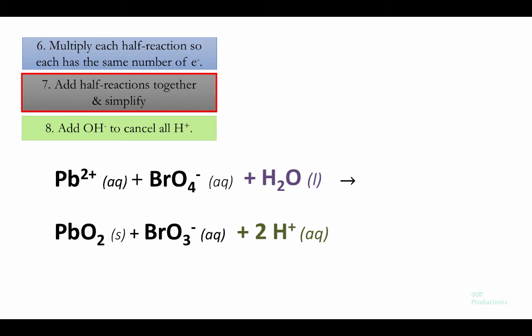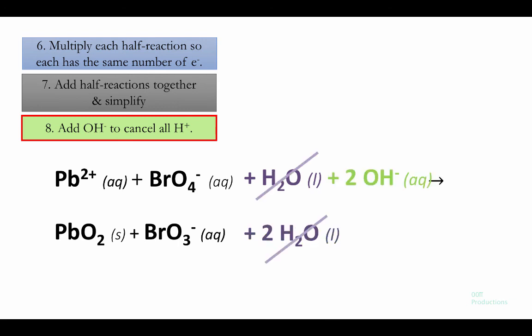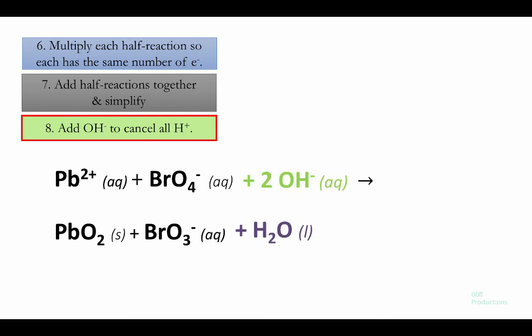Let's get it balanced in basic medium. Now let's add the hydroxides. Well, we have 2 H plus here, so we're going to add 2 OH minus. And since we're adding it to one side, we'll also add it to the other side. That 2 H plus 2 OH minus in the product side will turn into 2 waters. We can simplify those waters. And this is our final balanced redox equation.